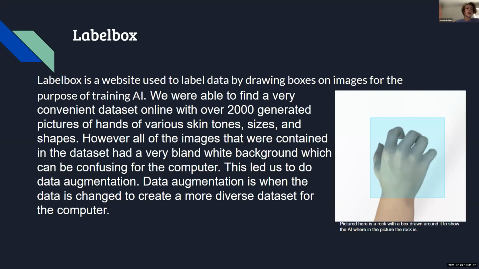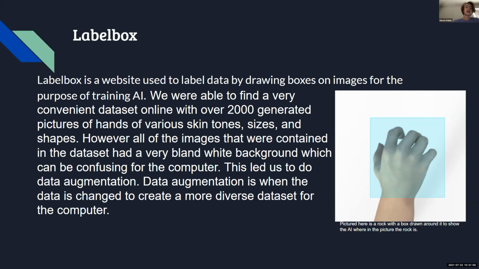We're able to find tons of pictures online, different skin tones, different sizes, different shapes of hands. However, all the images that we found in the data set had a very bland white background, which can be confusing for the computer, and it'll think, oh, that's something in front of a green background. I've never seen that before. It must not be a rock.